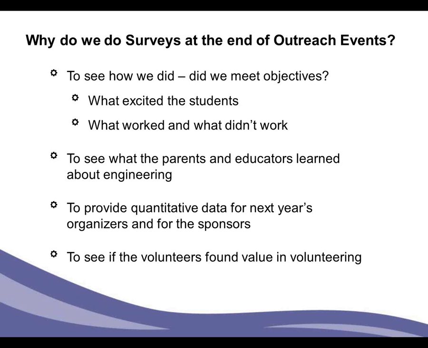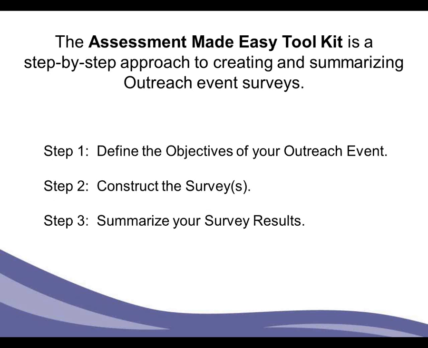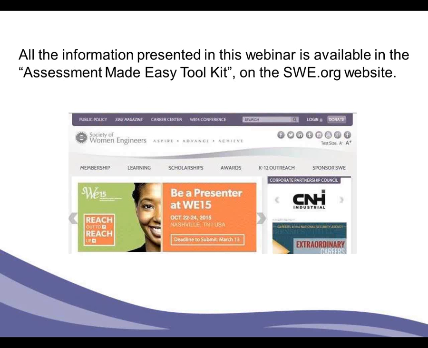And don't forget your volunteers. You can do a survey with volunteers to see if they found value with volunteering with you. They also are your eyes and ears throughout your event and can give you valuable information on ways to improve the event. The Assessment Made Easy Toolkit is a step-by-step approach to creating and summarizing outreach event surveys. We will cover all three steps in this webinar.